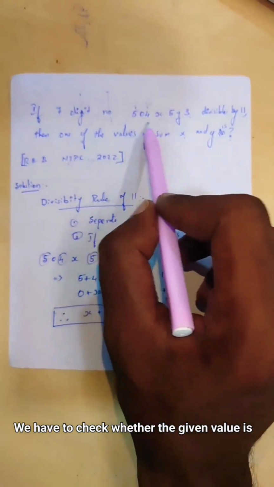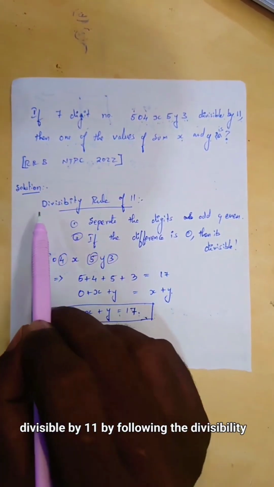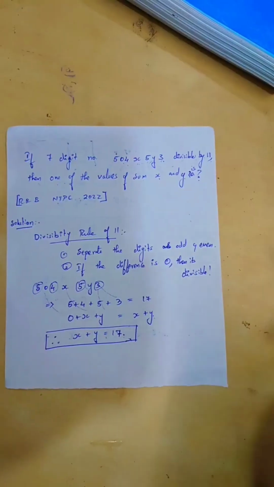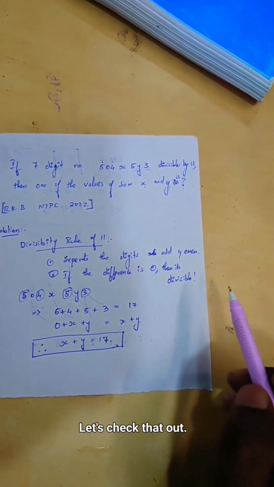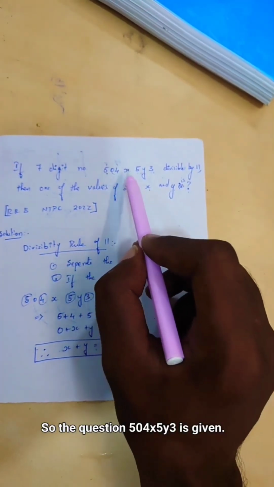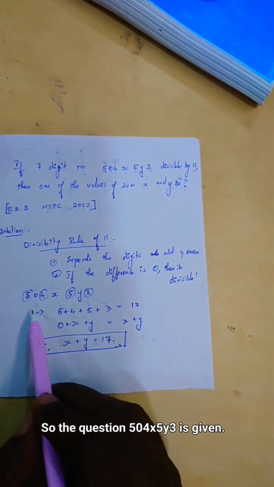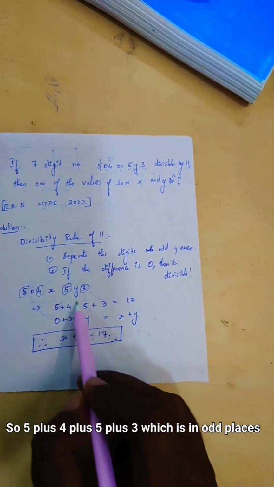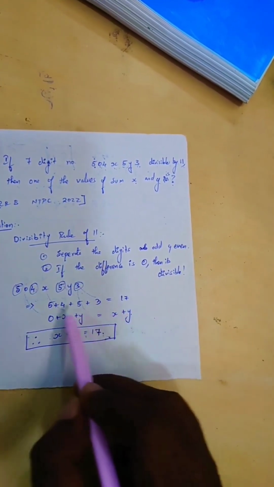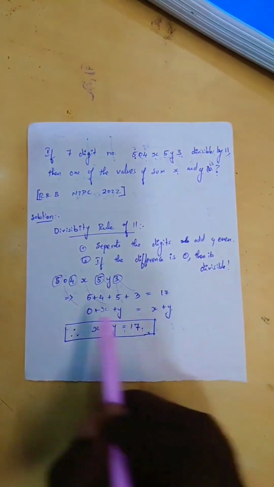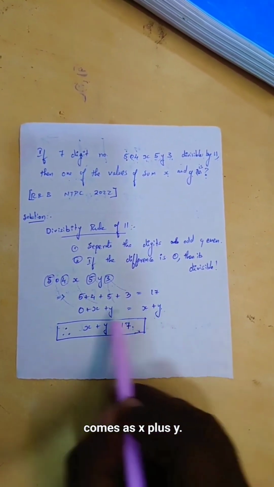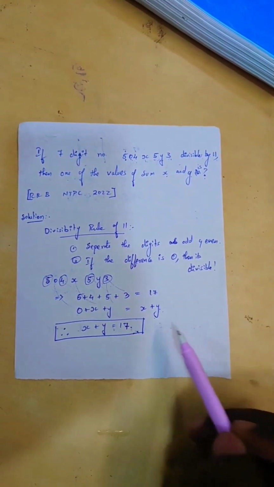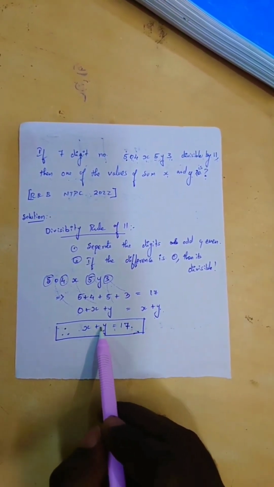We have to check whether the given value is divisible by 11 by following the divisibility rule of 11. If the difference between the two values is 0, then it is divisible by 11. Let's check that out. So in the question 504x5y3 is given. So 5 plus 4 plus 5 plus 3, which are the odd places, have been added together and 17 is the answer. And in even places, 0, x and y all together come as x plus y. 0 is not considered because it's 0. So therefore the value of x plus y gives 17.